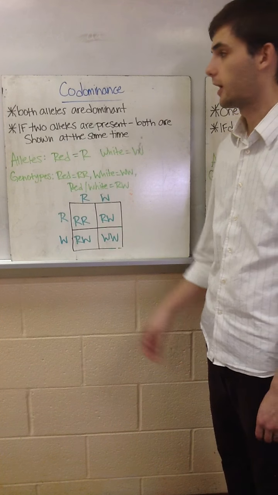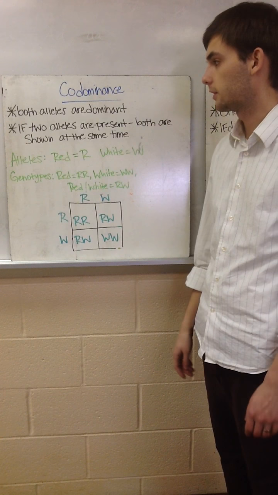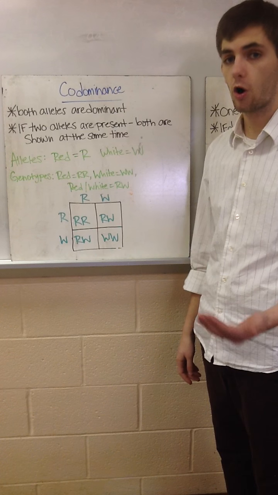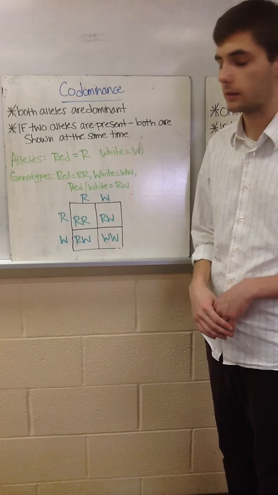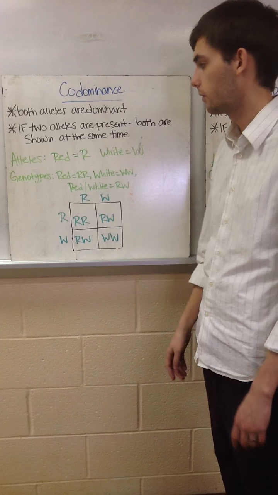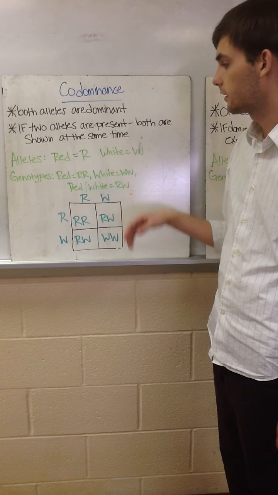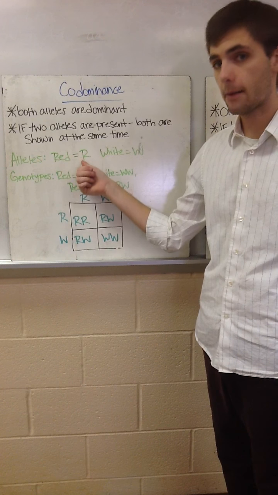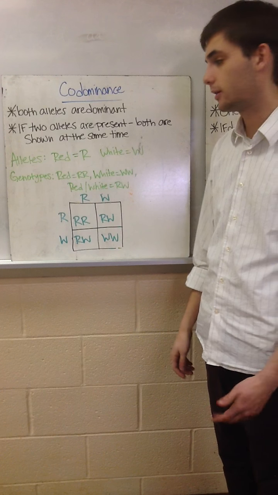The third type of dominance is codominance. This is when both alleles are dominant. So if the two alleles are present at the same time, then both would be expressed at the same time. A way to think about this would be a black and white cow. So for example, if our alleles that we're talking about are for red and white, for red it would be a capital R, and for white it would be a capital W.